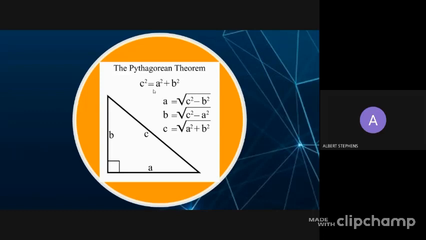Let me say it again. If you sum the squares of the two short sides, that is equal to the square of the longest side. Now, if C is the longest side, therefore A and B must be the two short sides. And we can transpose A, B, and C to get all these equations.